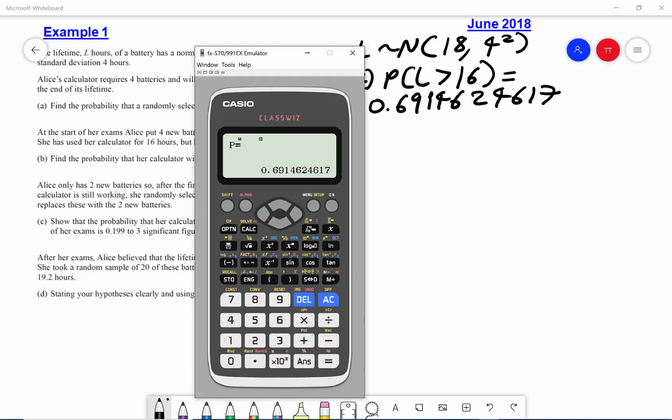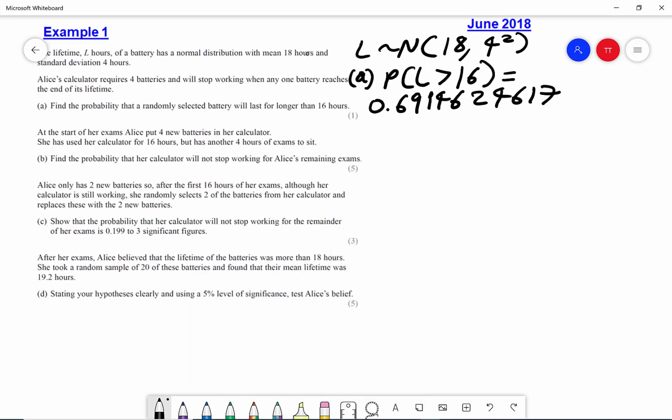So what I can do here on my calculator is store this in memory. So I press store, and I'm going to choose the letter A here, and that will store it to this variable called A on my calculator. Now let's see what part B is asking us. At the start of her exams, Alice put 4 new batteries in her calculator. She has used her calculator for 16 hours but has another 4 hours of exams to sit. Find the probability that her calculator will not stop working for Alice's remaining exams.